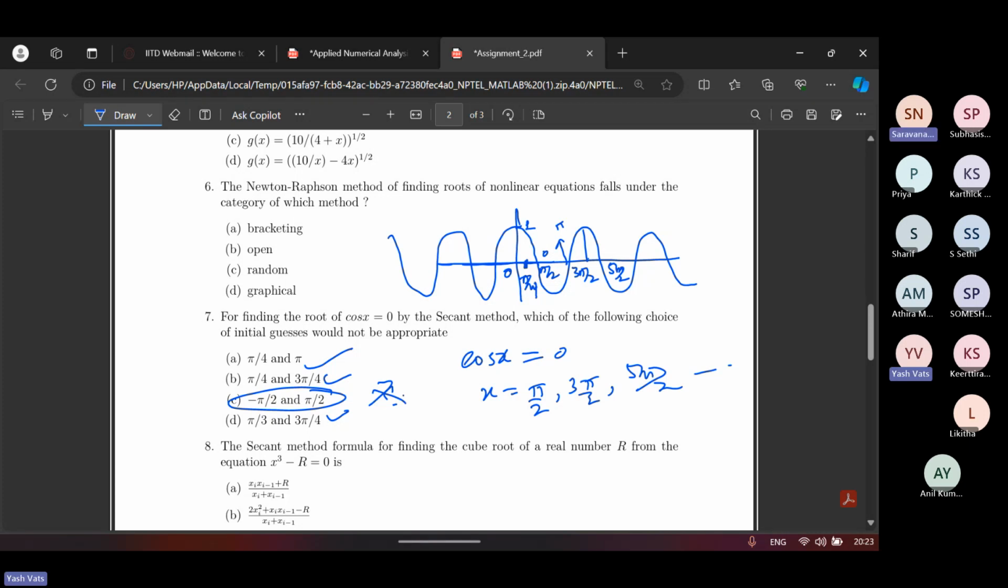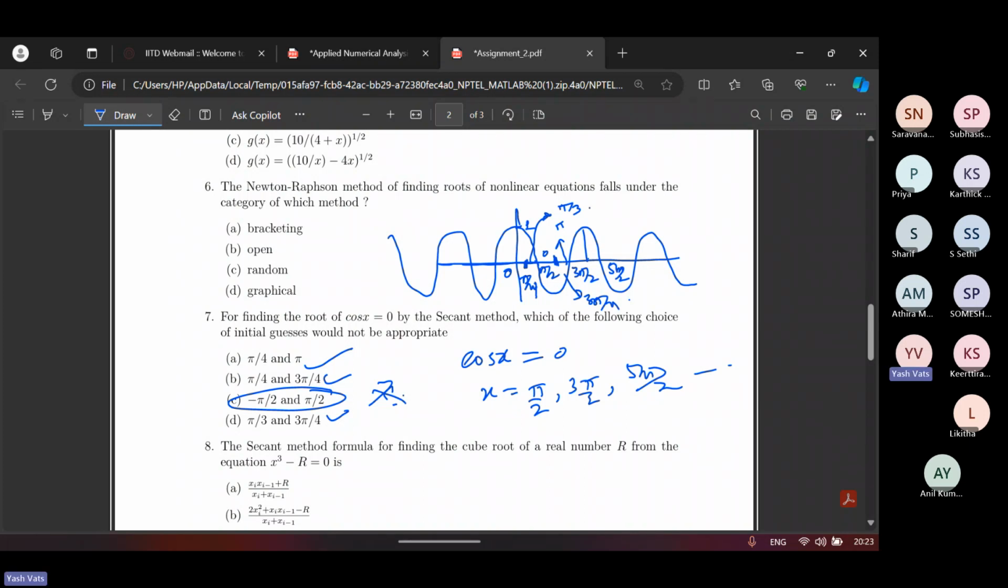Okay, let me see. It's 135 degrees, between 90 and 270, right? Okay, somewhere here, maybe 3 pi by 4. And where pi by 3 is, it's 60 degrees, so it's just in between pi by 4 and pi by 2. Pi by 3. So you need to approach the pi by 2 root, okay?